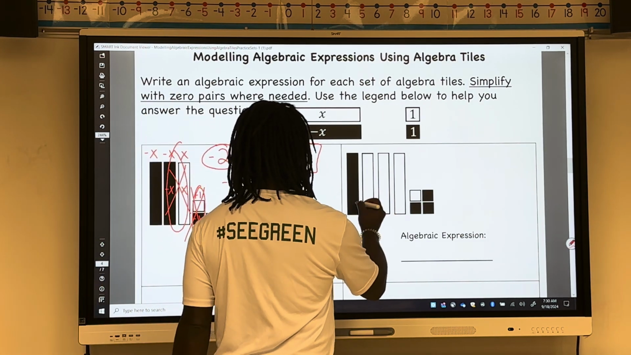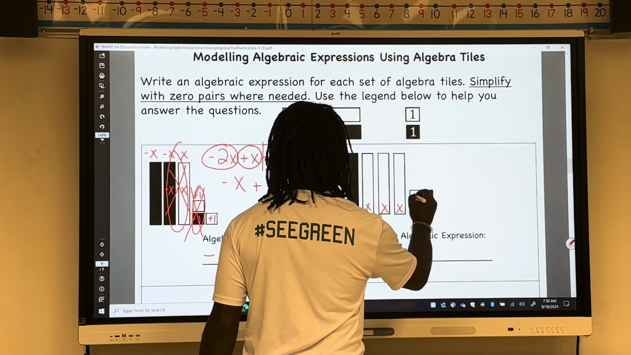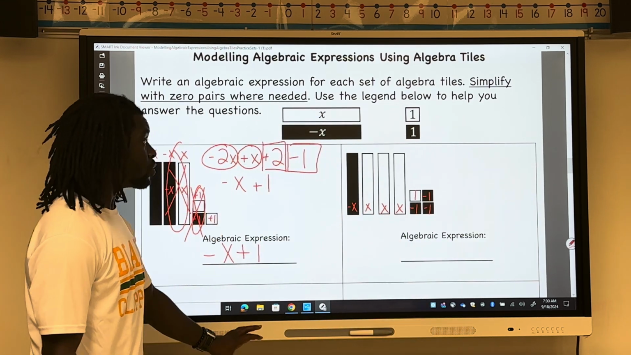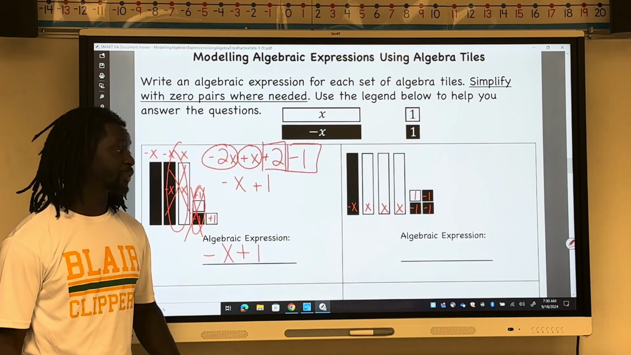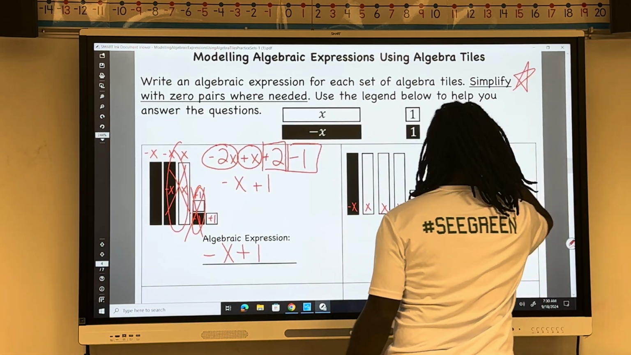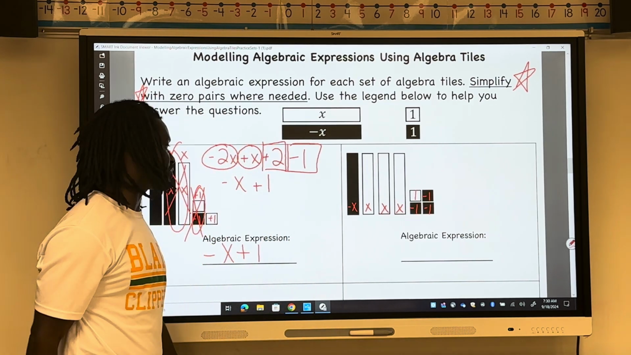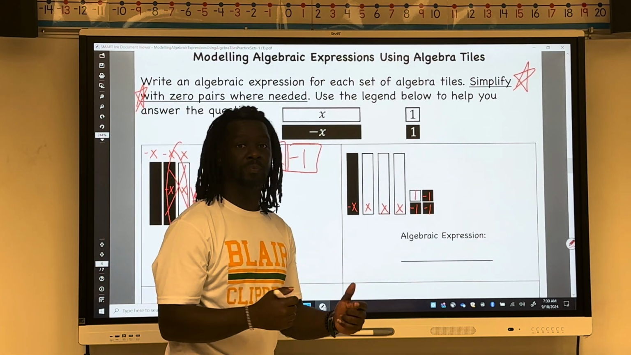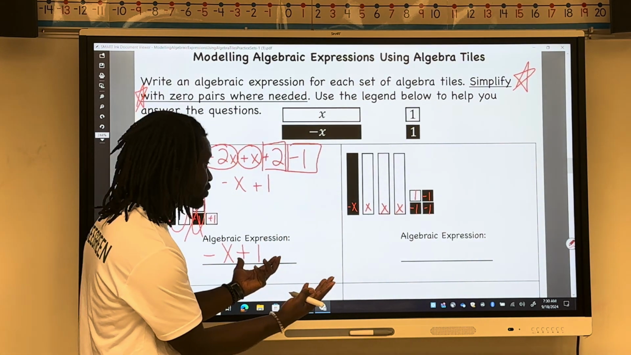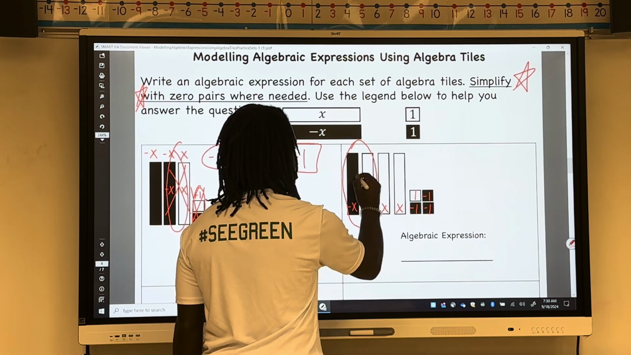So again, we got a negative x, we have positive x, positive x, positive x, positive 1, and then a negative 1, negative 1, negative 1, okay? So to simplify this and write the expression, I want us to find zero pairs. I want you to put a star beside that, okay? Zero pairs is the key here, all right? So a zero pair is when you have a positive and a negative. When they come together, they're going to cancel each other out. So negative x and a positive x, that forms a zero pair, okay?